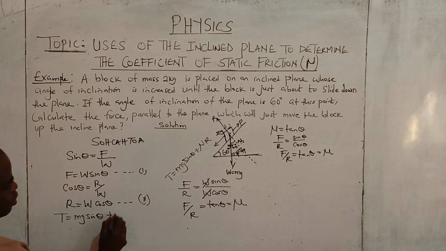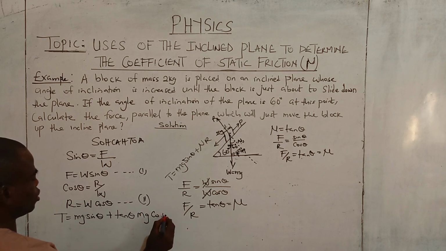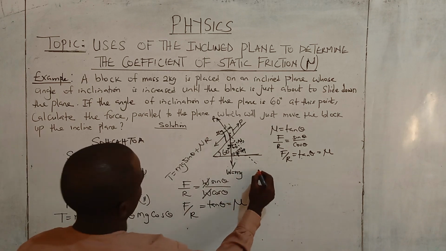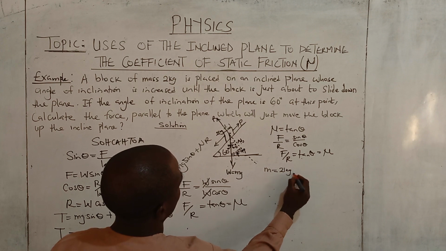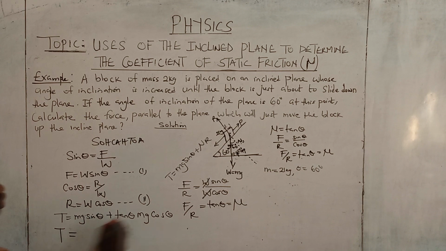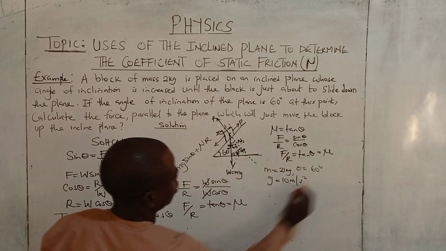We can now say mu is tan theta. What's our R? We put this one there. W is what? mg cos theta. Our tension now equals what? What's our mass? Our mass equals 2 kilograms. Our theta is 60 degrees. And our g, acceleration due to gravity, is 10 meters per second squared.